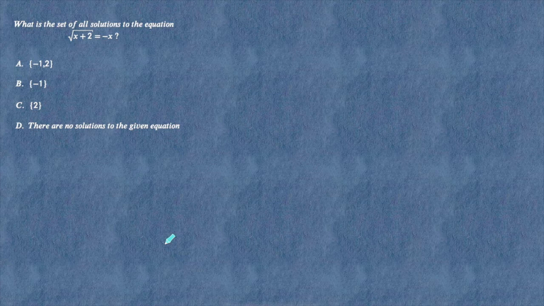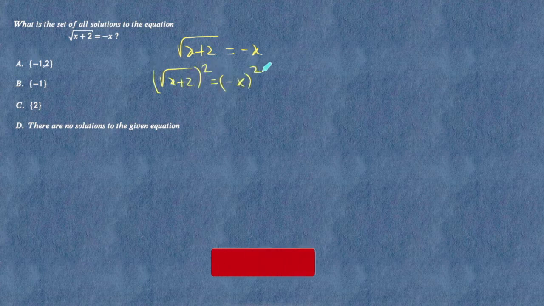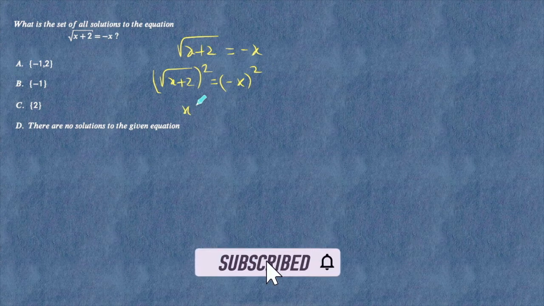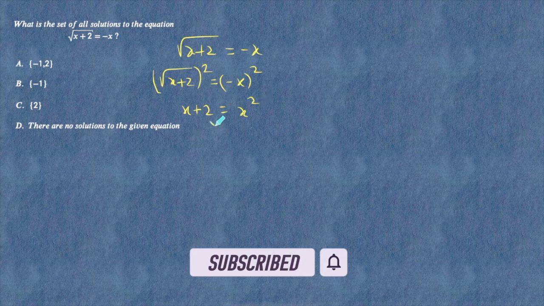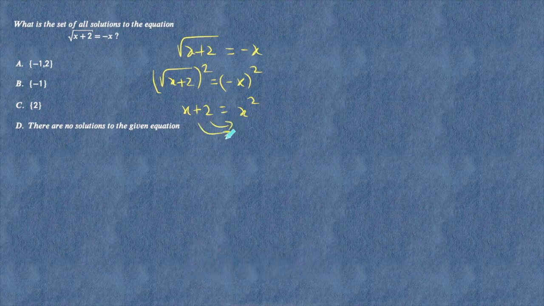So let's see what they've given. Square root of x plus 2 equals minus x. Now square both sides, left hand side and the right hand side. So you will get square root of x plus 2, the whole square, equals minus x, the whole square. So this will become x plus 2, which will be equal to x square. Now let's move all of them to the right hand side and then swap the left hand side and right hand side. So you will get x square minus x minus 2 equals 0.